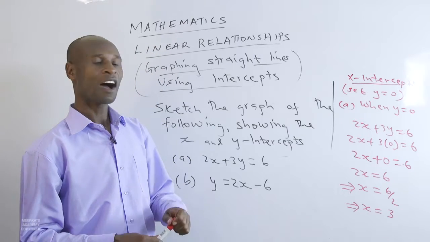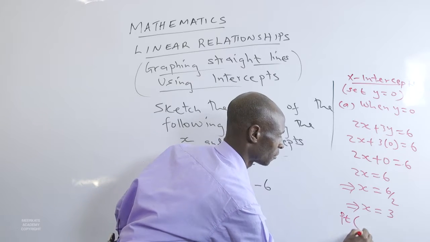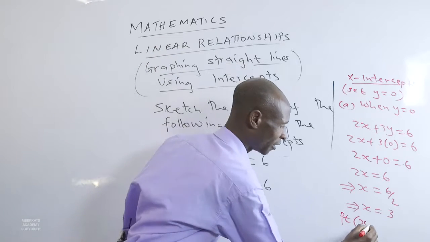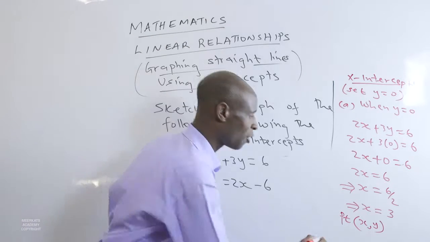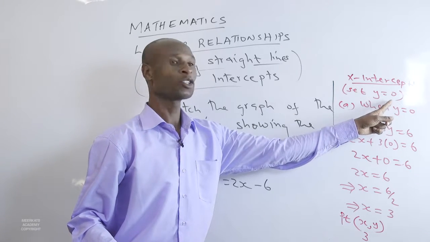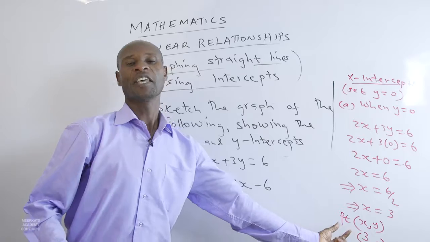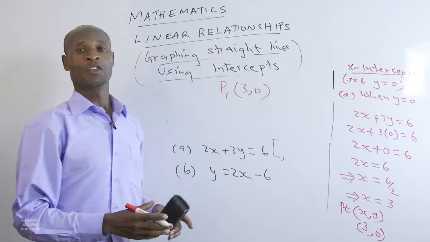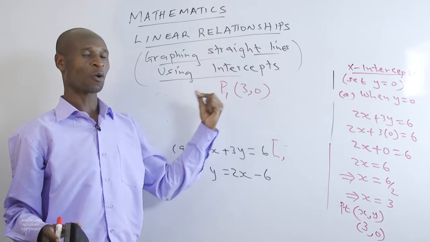So there we shall have one of the points. The point is written as x, comma, y. That is the coordinate. So the value of x, in our case, is 3. Then the value of y is 0, because we set y to be 0. This is the point that we shall plot. So our first point, I'm calling it P1, the point we shall plot, will be 3, 0.